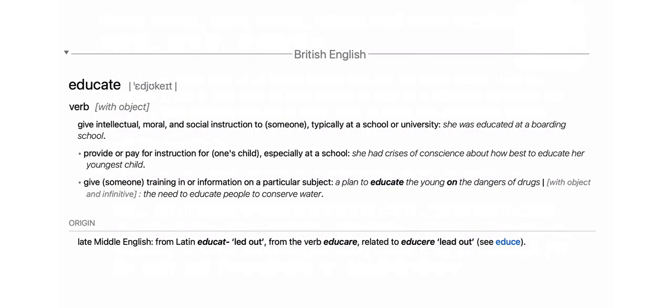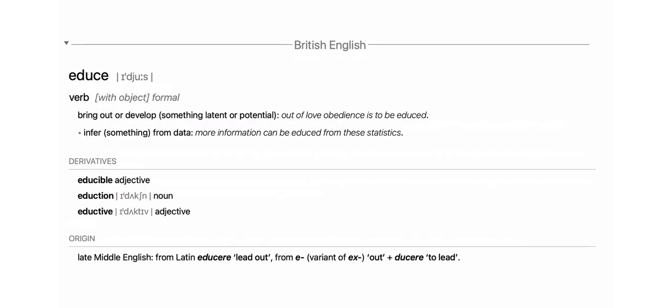It's a verb, and it means to give intellectual instruction, typically at a school or university, to provide instruction, to give training or information. Further down below, we see that the word's origin is of late Middle English, and it is derived from the Latin educat, from the verb educar, related to educere. It tells us to look at this word here, educe. Educe is a verb which means to bring out, to develop, and to infer.